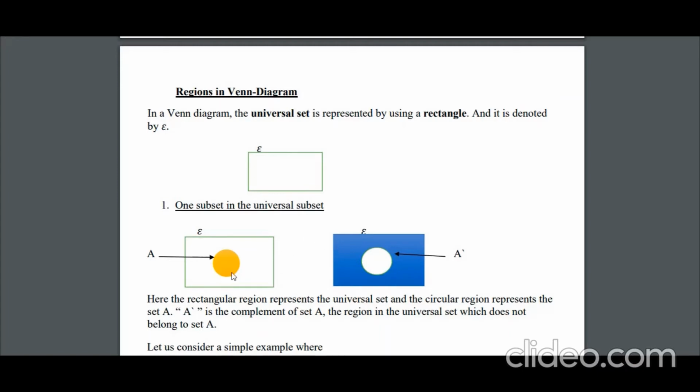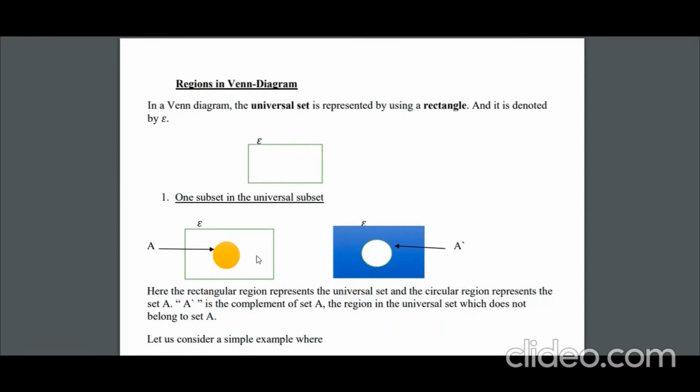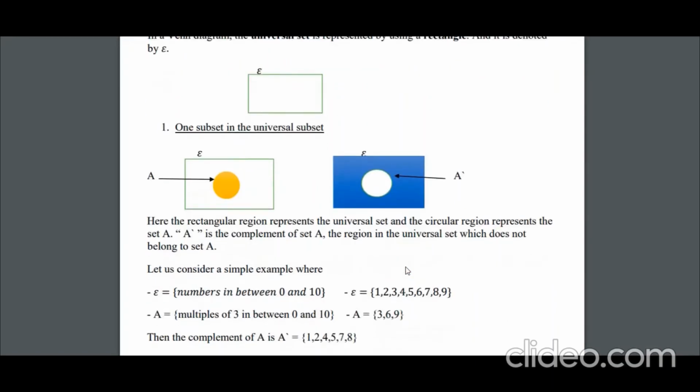So if this is A, what is A dash? We use A dash, or A complement, which we call the complement set of set A, which is the region which does not belong to A, but is within the universal set. For example, if A is the yellow colored region, A dash, or the complement of A, is the blue colored region. So let's look at an example.